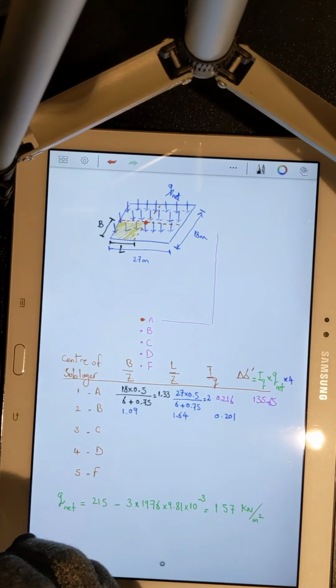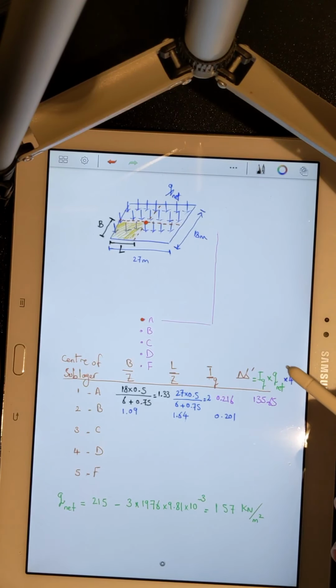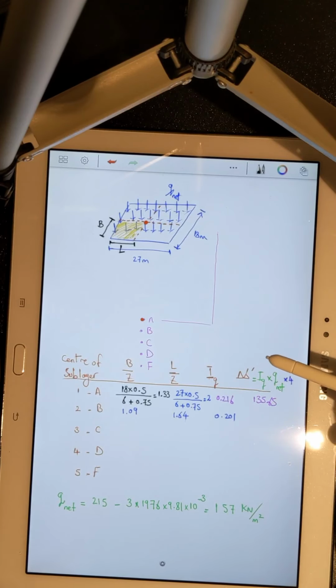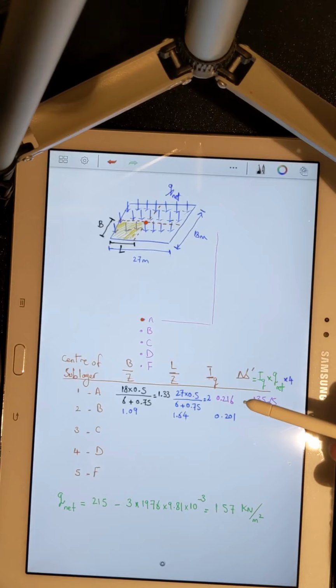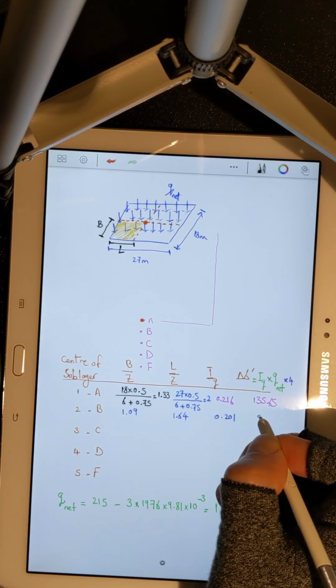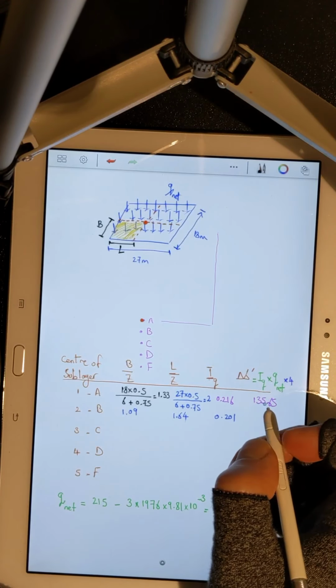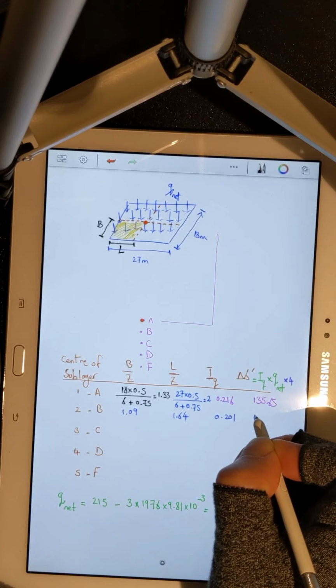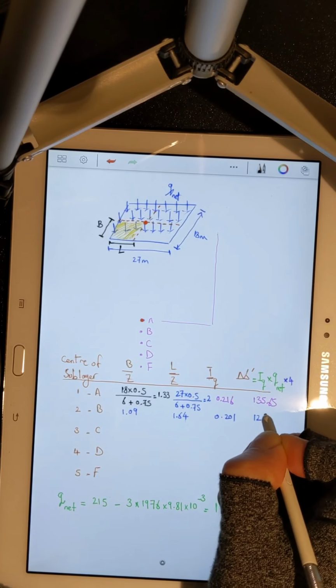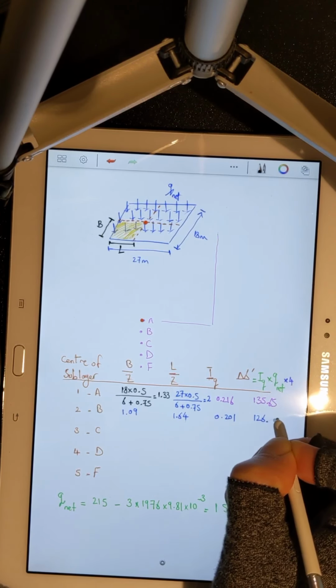for I sub q. And I can tell you that I sub q's that you have here are determined through linear interpolation. As I said, you can feel free to do a conservative design. I have done linear interpolation. And delta sigma dash is 126.5.